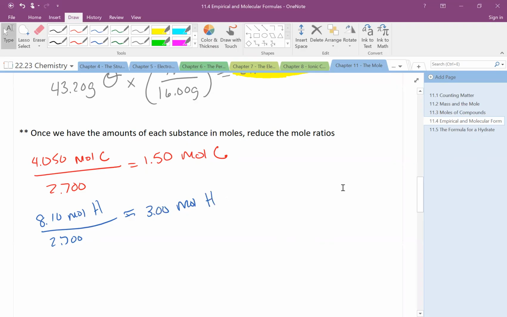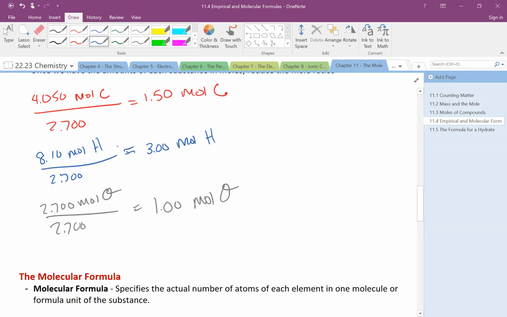And then finally, I'm going to do my oxygen. So 2.700 mole of oxygen divided by 2.700. And you get 1.00 mole of oxygen. So we're close. These are starting to look pretty good, right? They're not crazy numbers anymore. We've got almost all integers, right? Our only problem is that this mole of carbon is still a 1.5.